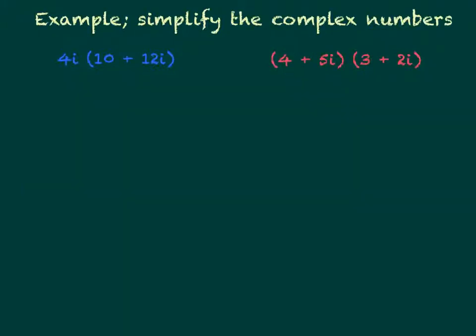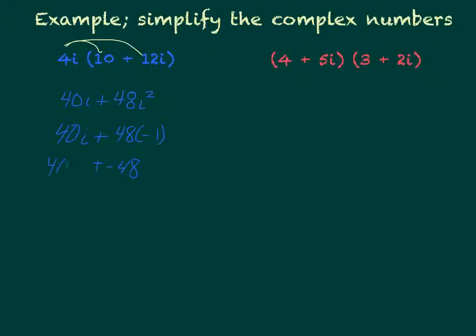For these next two examples, we're going to try multiplying the complex numbers. In this first one, all we have to do is the distribution, so it's not as difficult. When we distribute, what we get would be 4i times 10, which is going to be 40i. And 4i times 12i is going to be 48, and then i times i is i squared. So then we have to simplify. We have 40i plus 48 times -1, which is obviously going to be a -48.